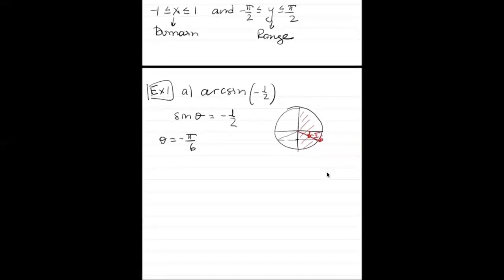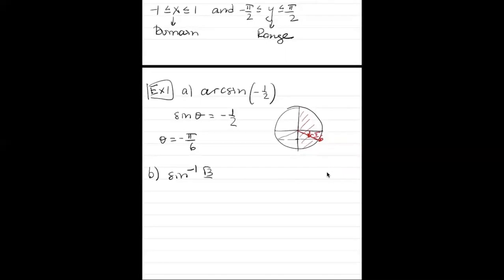Example B. Sine negative 1, or inverse sine, of root 3 over 2 is equal to what? We can think about the table that we memorized and figure out sine of what angle is root 3 over 2. Again, we have to be in the first or the fourth quadrant. Since sine is positive in the first quadrant, we know that the angle whose sine is root 3 over 2 is pi over 3.